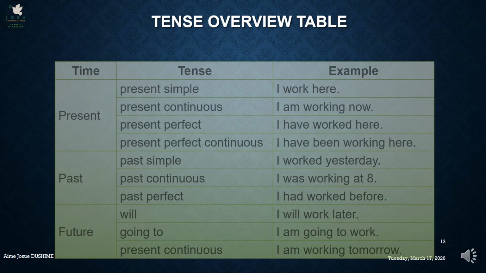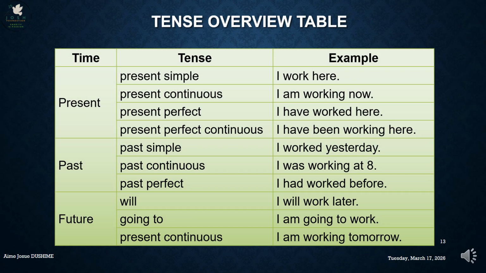Let's see the tense overview. Let's see this table to clearly understand the whole thing. In present, we have present simple, which is used for daily routines, for schedules, and for things which are a permanent truth. If we have something which is always true, that's when we use the present simple.